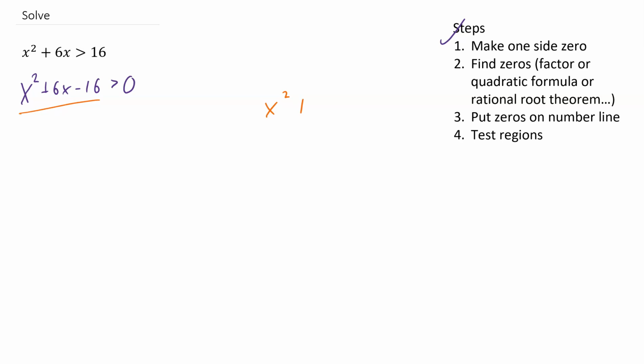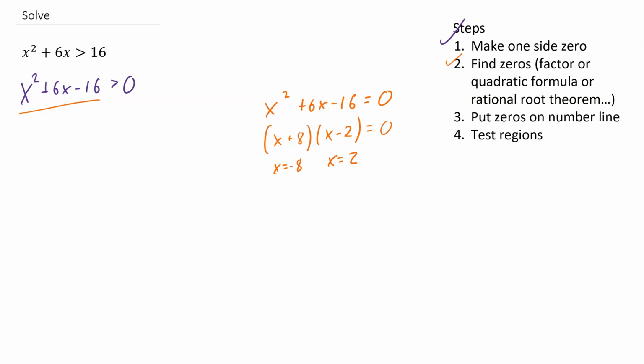What are the zeros of x squared plus 6x minus 16? Ultimately, I'm interested in where it's greater than 0. But first I'll find out where it's equal to 0. Sometimes I'll do that by factoring, sometimes quadratic formula, sometimes one of our more complicated things like rational root theorem. It looks like in this case, the zeros are -8 and 2.